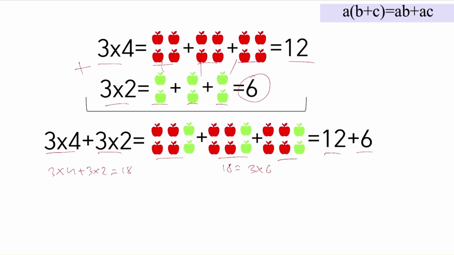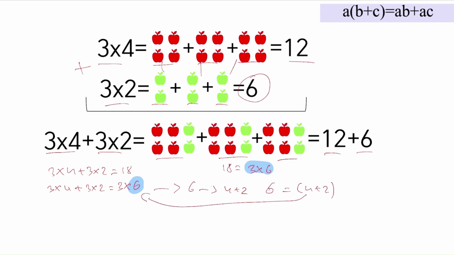Instead of writing 18, I can write this one. Let's write it. Let's take this 6 and split it up into 4 plus 2. We can write it as 4 plus 2 in parentheses. So instead of writing 6, I can write 4 plus 2. Let's write this one: 3 times (4 plus 2).